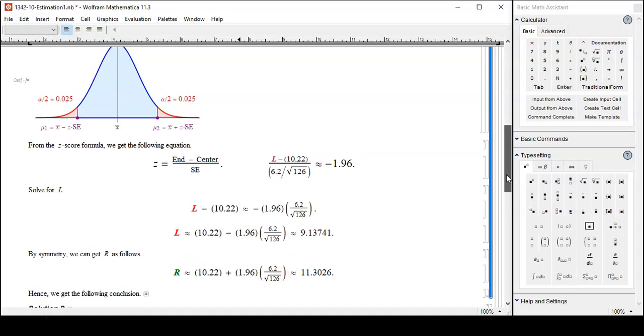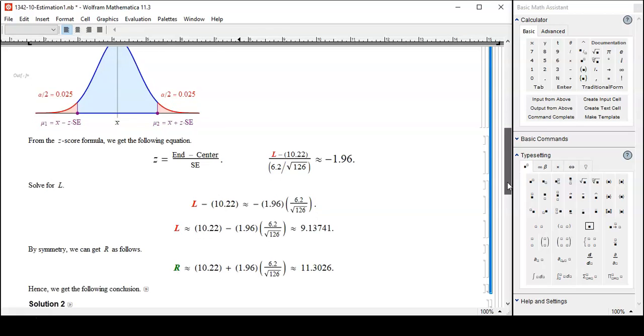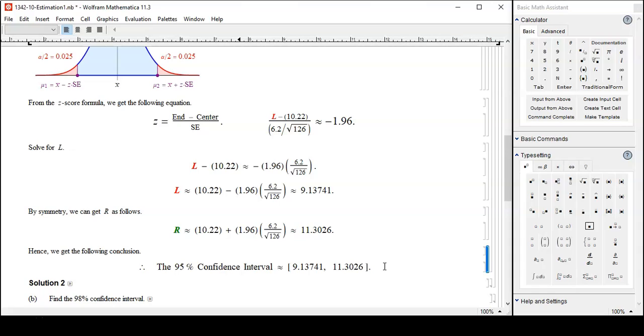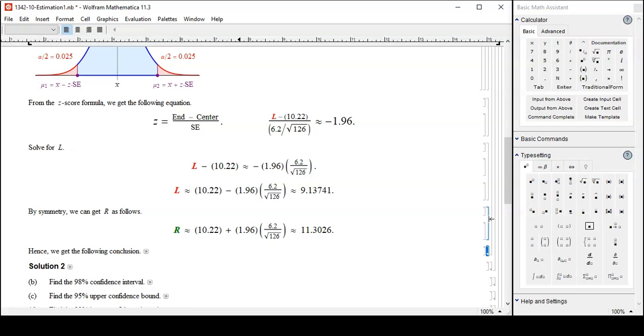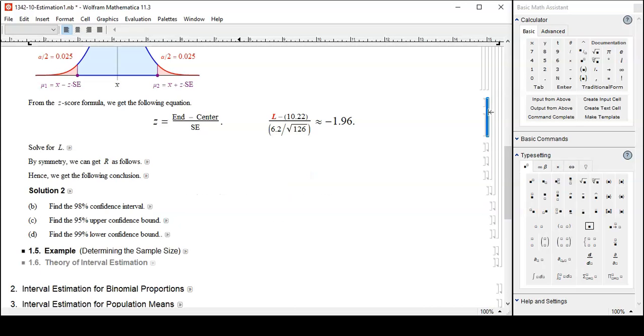So if you find one, finding the other is easy. Now that we have L and R, put those two together as an interval, and there goes the solution. The 95% confidence interval is, approximately speaking, 9.14, 11.30, approximately speaking, of course. I did not specify how many decimal digits to take, so I'll accept anything.